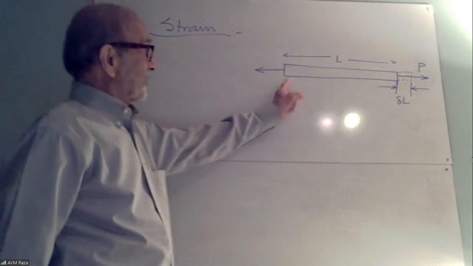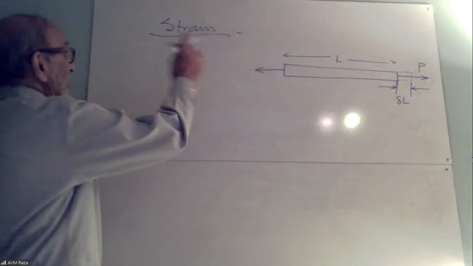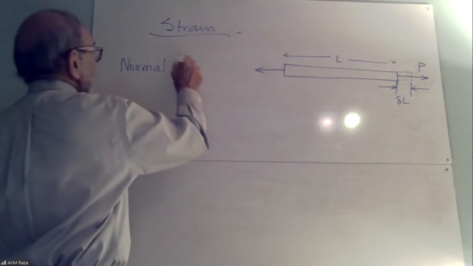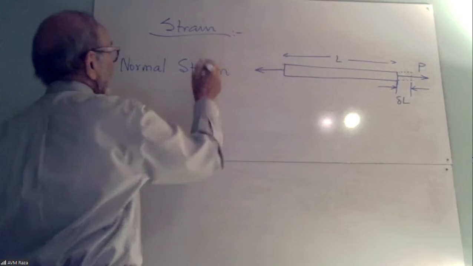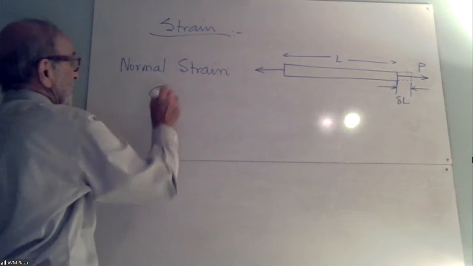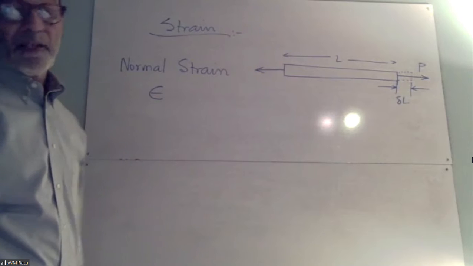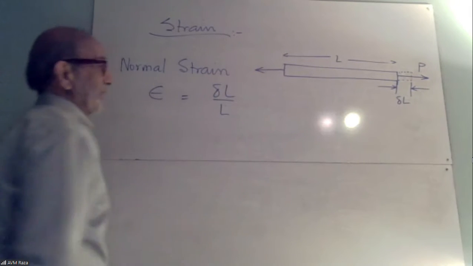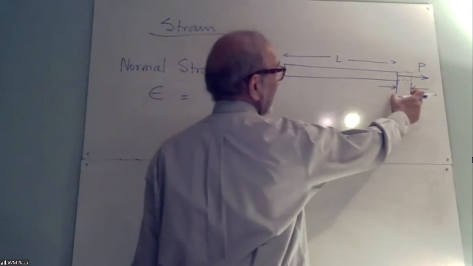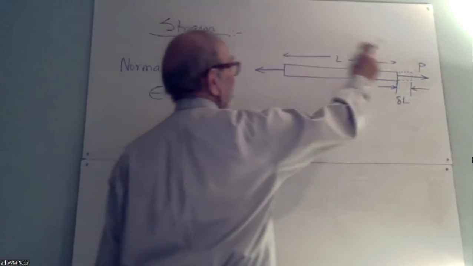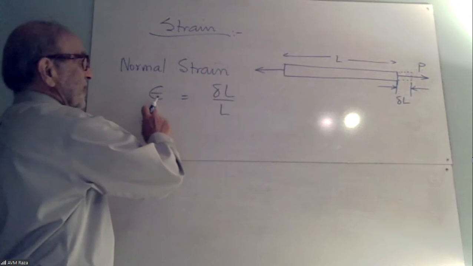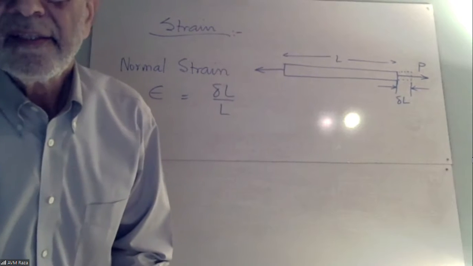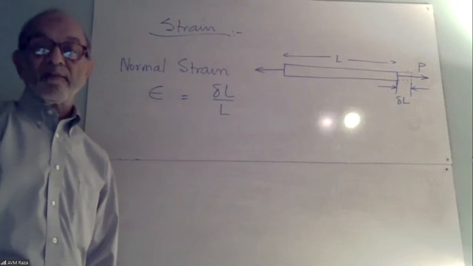This change of geometry is accounted for by strain. This kind of strain is called the normal strain. This is the first kind. Just like we had normal stress and shear stress, similarly we have normal strain. It is represented by the Greek letter epsilon. Epsilon is defined as the change in length over the original length. So if delta L was the change in length caused by this force, and L was the original length, then epsilon, or the normal strain, will be defined as delta L over L. Everybody good? This is the first definition, the normal strain.